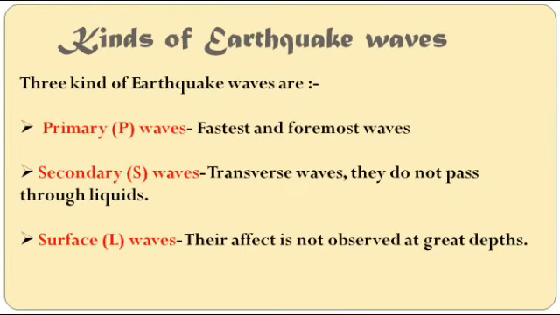Let's come towards the kinds of earthquake waves. Three kinds of earthquake waves are: primary, which is mentioned as P waves. It is the fastest and foremost wave. Secondary, indicated by S waves. It is a transverse wave. They do not pass through liquids. Then surface waves. Their effect is not observed at great depths, but they have the most effect on the surface, because the epicenter shows more destruction as compared to beneath the earth.